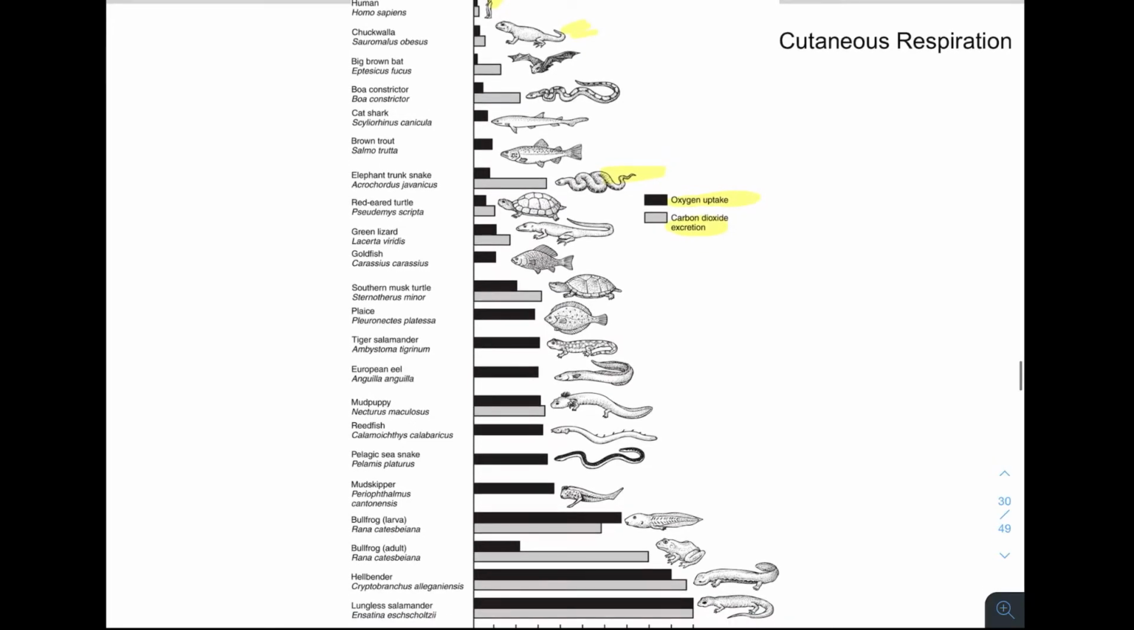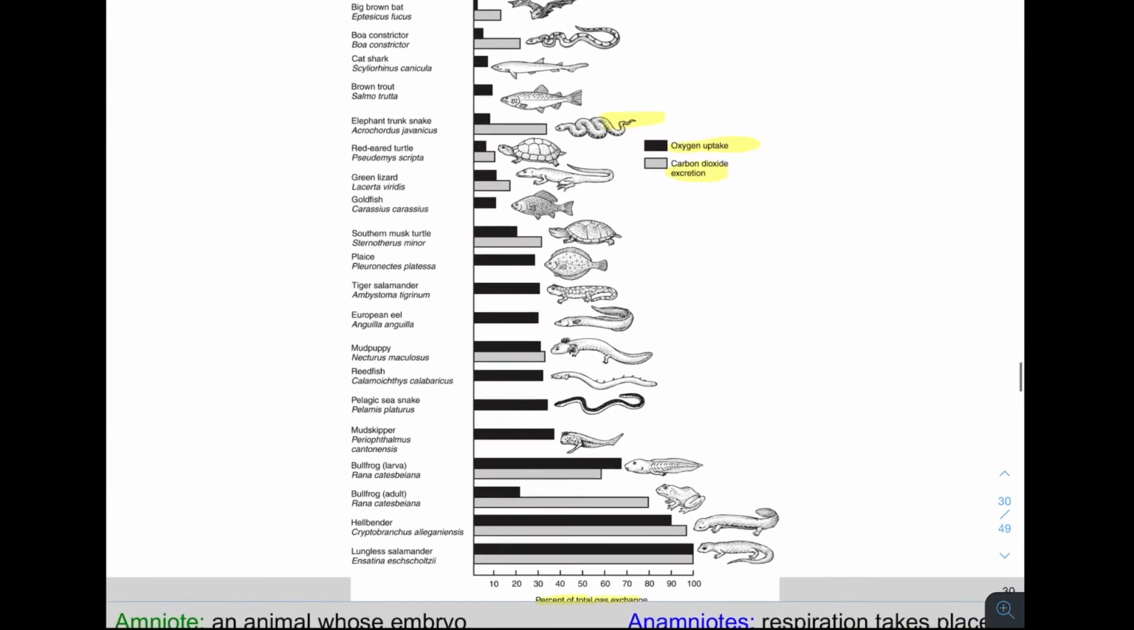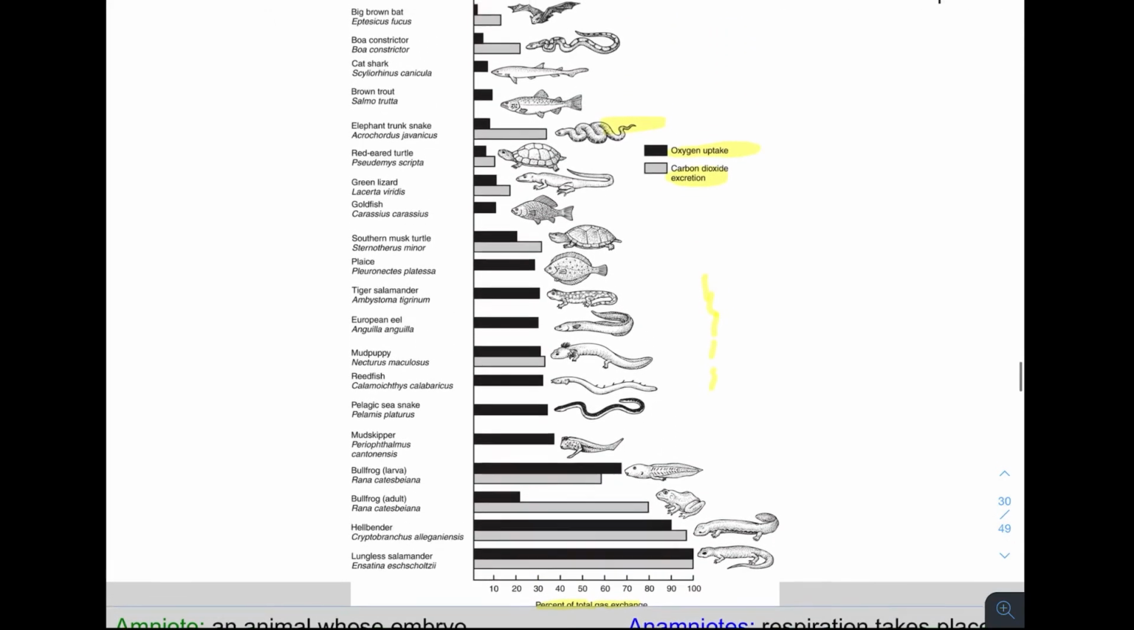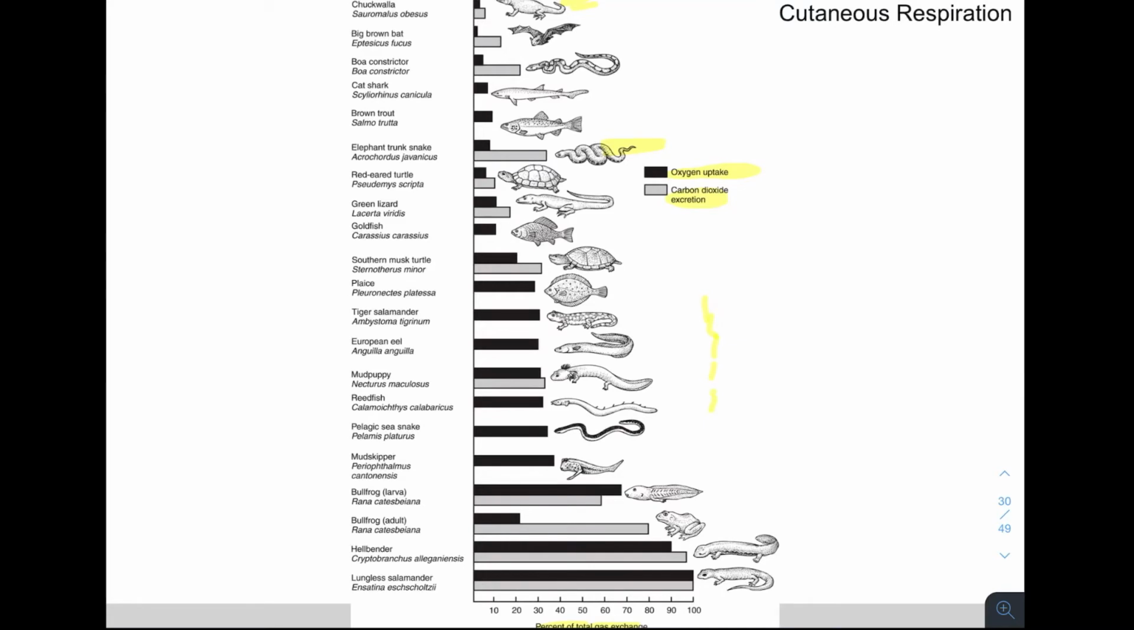And if you look further down, you'll see that especially as we get to amphibians, what we notice is a very high increase in especially oxygen uptake through the cutaneous membrane. You can see that these black bars here show us that a lot of oxygen uptake has taken place through the skin, and the gills are still there and they're going to be more important for carbon dioxide excretion.